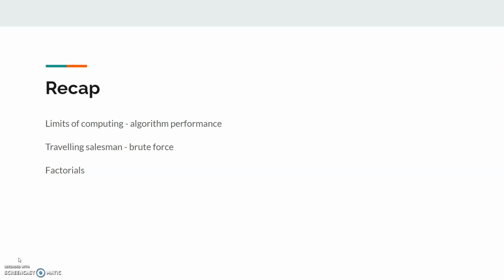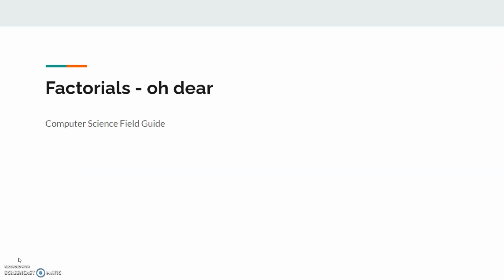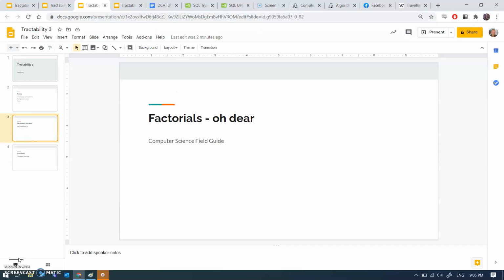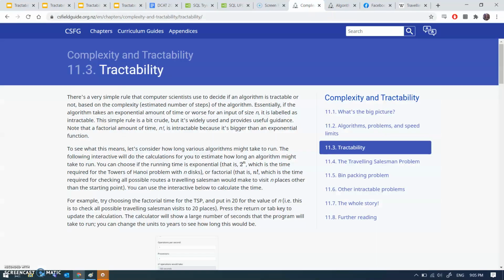So if the number of cities is n, it's not n factorial, it's actually n minus 1 factorial, and then divide by 2, because there are routes both ways. But we're going to see that that's actually irrelevant. So we are going to look at the Computer Science Field Guide to see what the problem is. It's easy enough to find on the internet, on the topic of tractability.